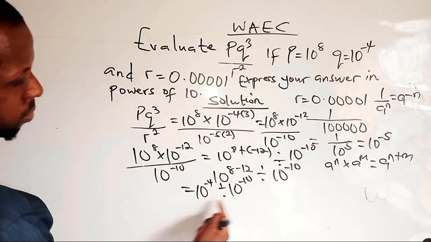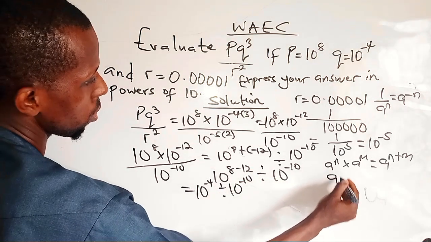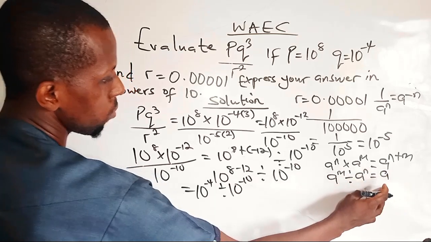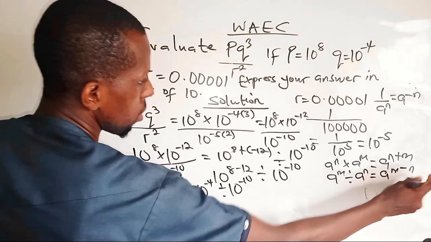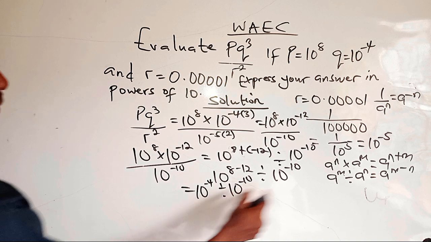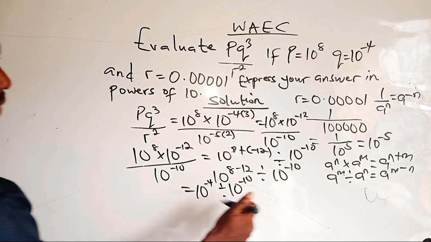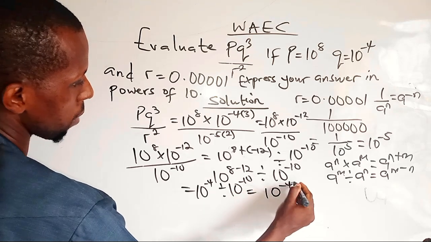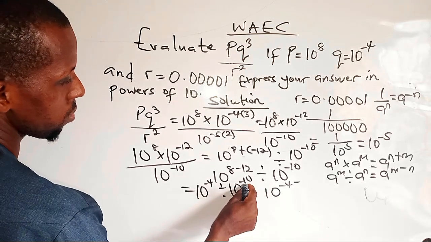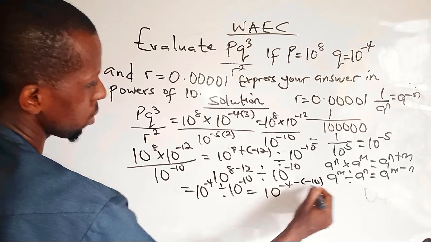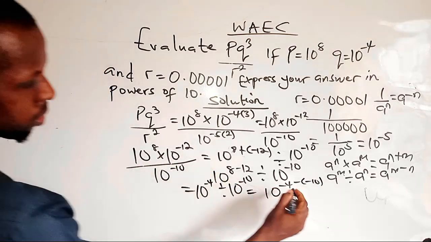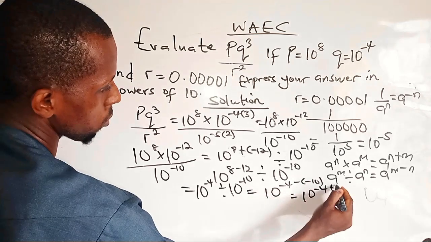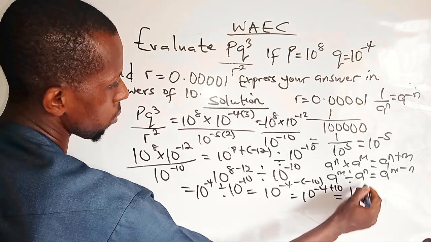We have the same base with division, one of the laws of indices. When you are dividing the same base, pick out one of the bases and subtract the powers, the indices. So I pick out one of the base, which is 10, and I subtract the power. I have minus 4, minus, and this one has a negative index, so this one is minus 10. You have to observe that. So I have 10 raised to power minus 4, minus times minus is plus 10, so this gives me 10 raised to power 6.